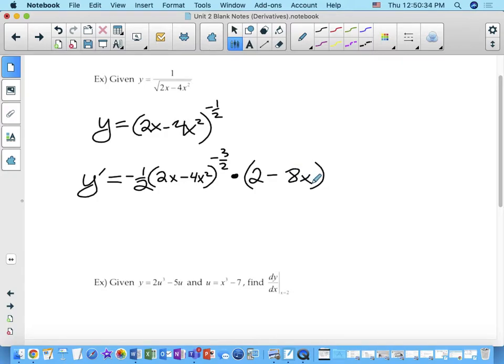Okay, and then again, we've got to do a bit of simplification here. So I'm going to do this in a couple steps. This will be in the numerator, negative 1 times 2 minus 8x over 2 times 2x minus 4x squared to the 3/2. Okay, I could do that. And then there is some more simplification I could do here. Can anyone see what it is?